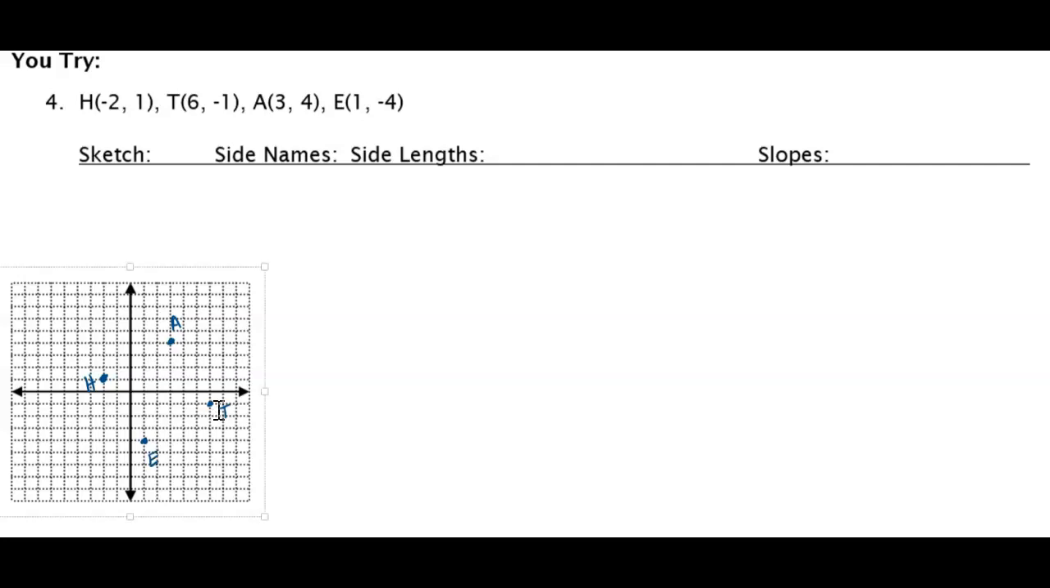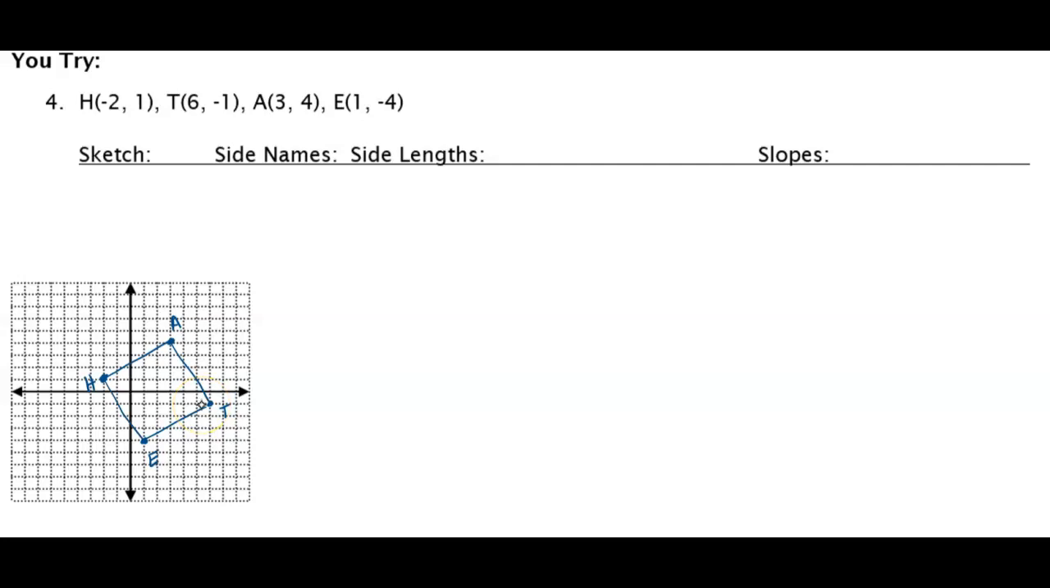It's really important to draw a sketch because if I had connected these points in the order that they were given to me, I would do H to T to A and then to E. That doesn't make a quadrilateral. So it's very important that you make a sketch of the points so that you can see which points actually form the quadrilateral and in what order. So I'm going to connect these in the order that makes sense so that they make a quadrilateral.